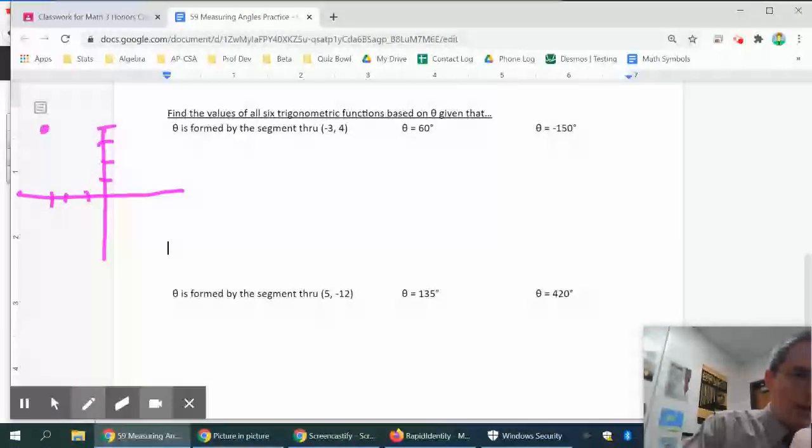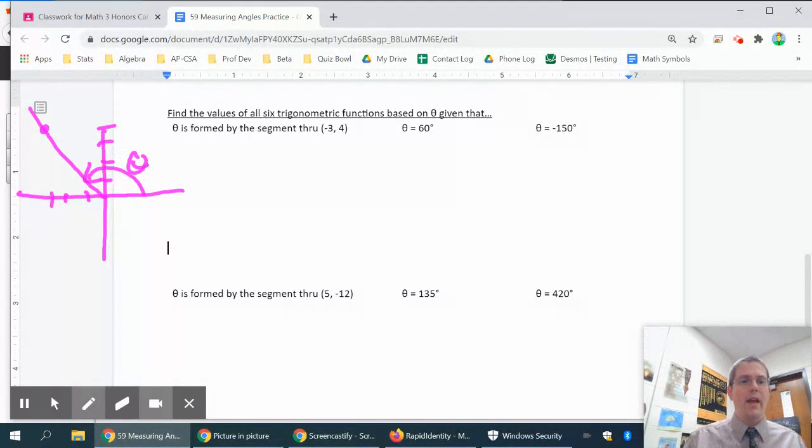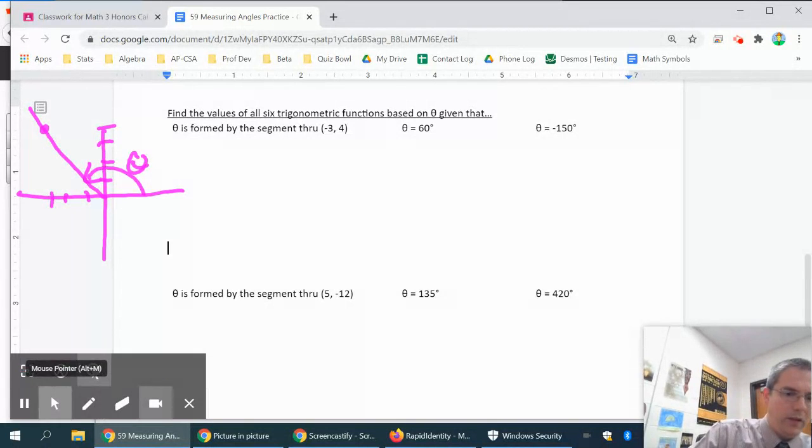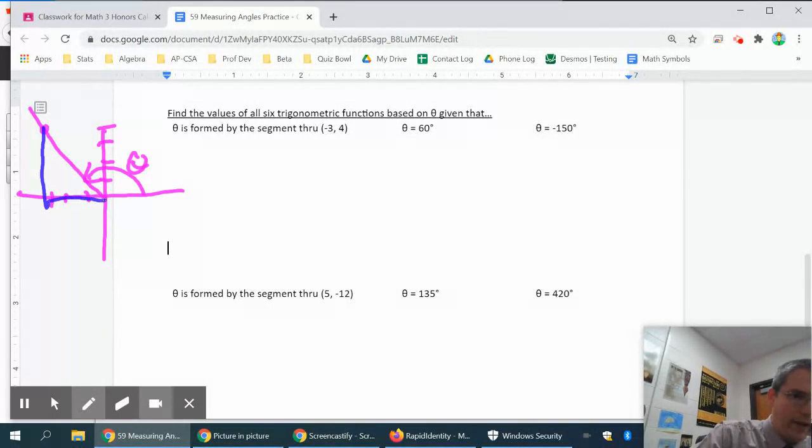And what it's talking about is you have a segment going through that point, and this is the value of theta. So that lets you know about what you have going on. And what we would need to do is create our triangle by dropping this down to the x-axis. Always drop to the x-axis.